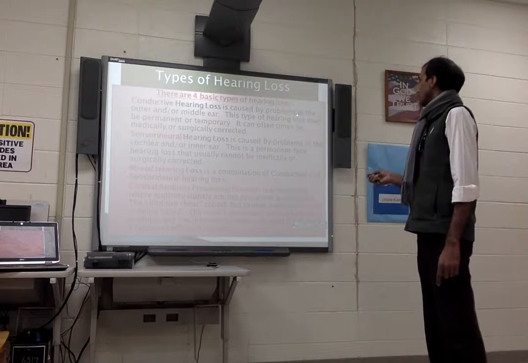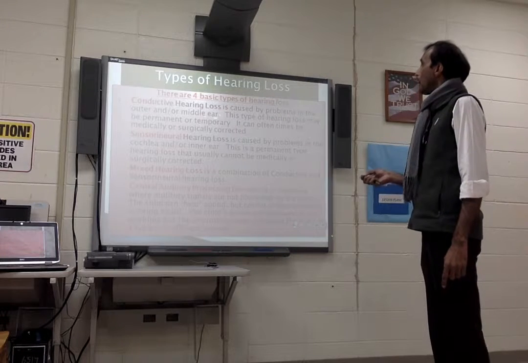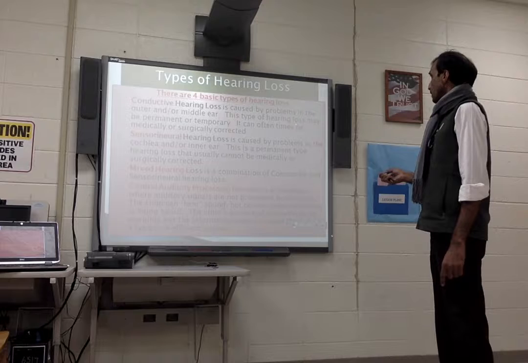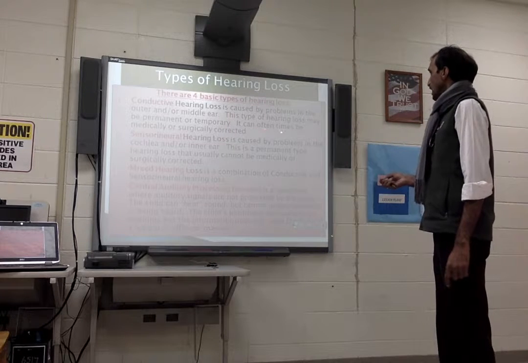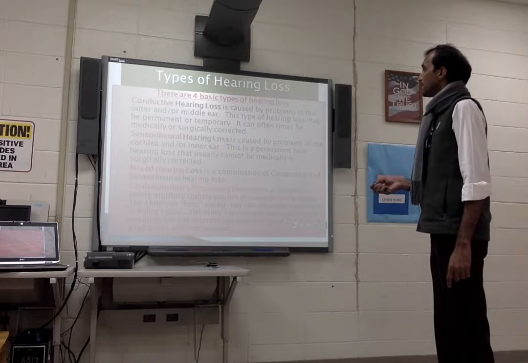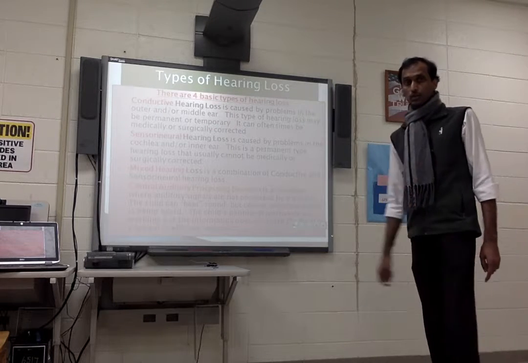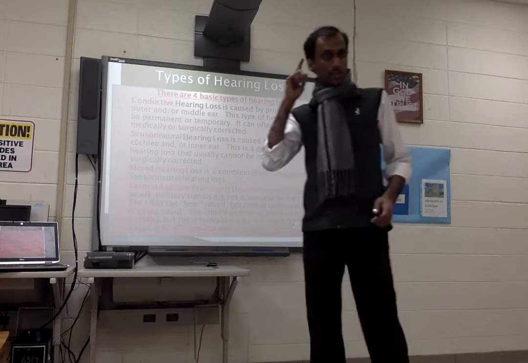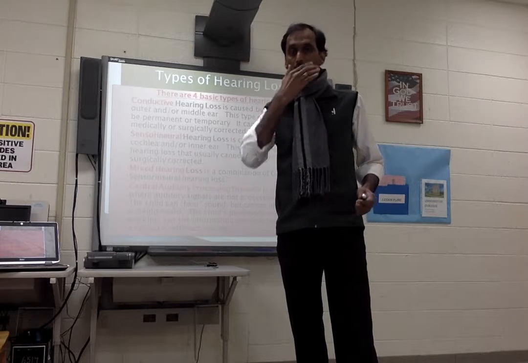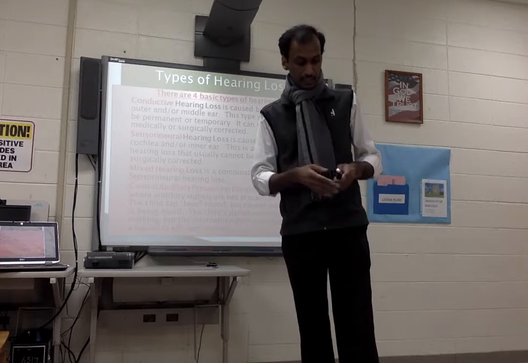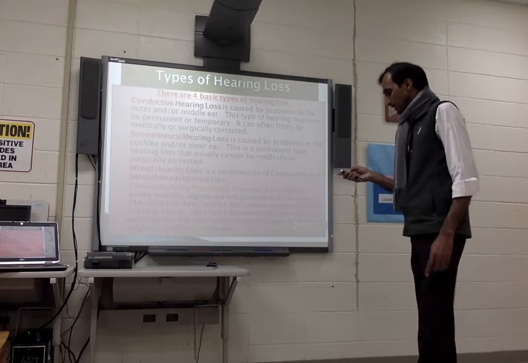It is caused by problems in the outer and the middle ear. This type of hearing loss may be permanent or temporary. It can oftentimes be medically or surgically corrected. So the conductive hearing loss is talking about the outer ear problem. This sometimes may be medically treated. That's what the first one is talking about, the conductive hearing loss.